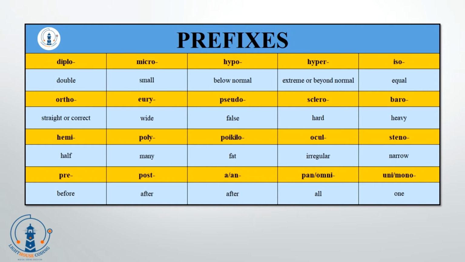Take a look at this table of common prefixes. Hyper means above normal, while hypo means below normal. Micro means small, and macro means large. Mono and uni both mean one, while bi, di, or diplo can mean two. There are many prefixes, and you will need to familiarize yourself with them.